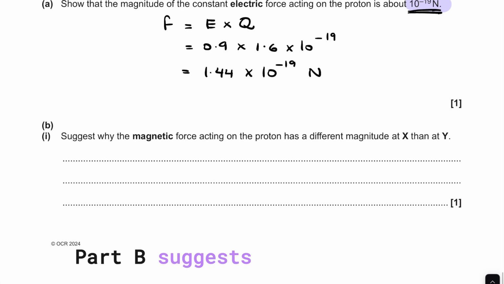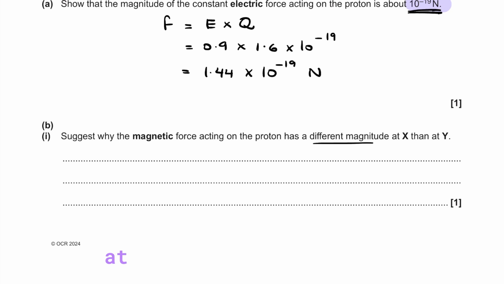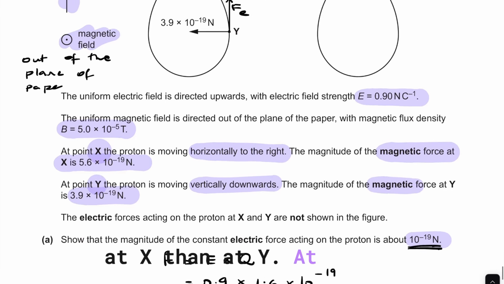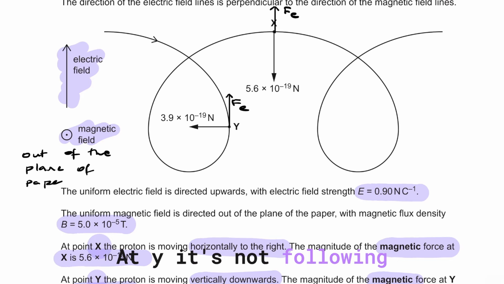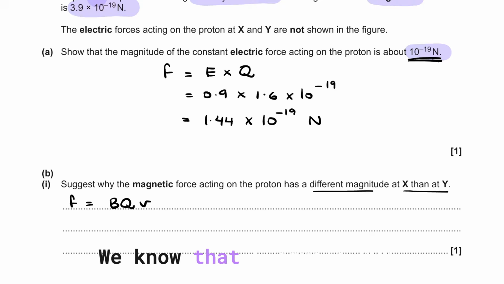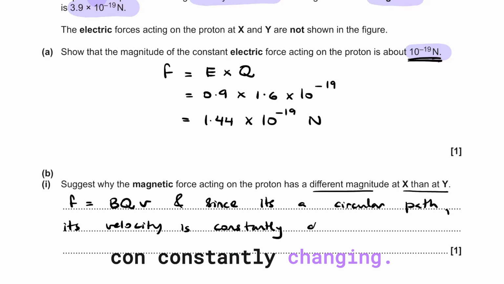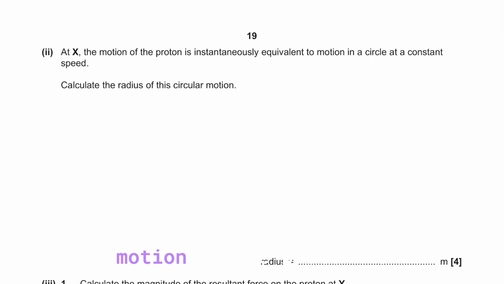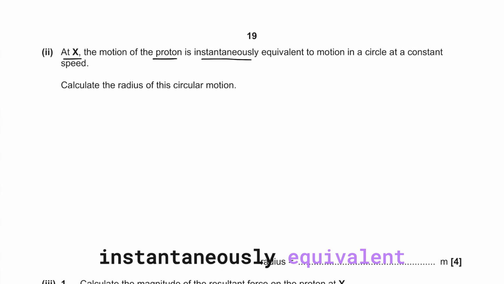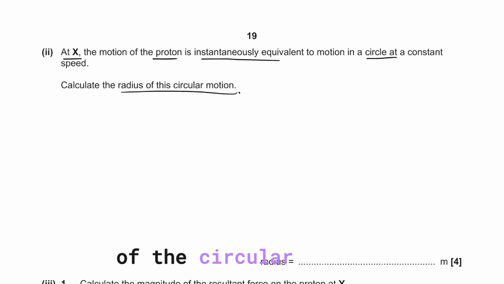Part B, suggest why the magnetic force acting on the proton has different magnitude at X than at Y. At X, it's following a circular path. At Y, it's not following a circular path. We know that F equals BQV, and since it's a circular path, its velocity is constantly changing. Part II, at X, the motion of the proton is instantaneously equivalent to that in a circle at constant speed. Calculate the radius of the circular motion.